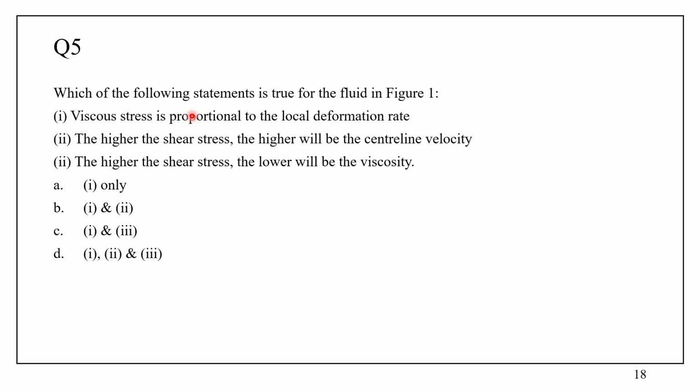If you look at the options, 1 is common in all, so 1 is right. And we also know that viscous stress is proportional to the local deformation rate. Stress is proportional to strain. So out of the second and third, which is right? The higher the shear stress, the higher will be the centerline velocity, or the third one, the higher the shear stress, the lower will be the viscosity. Which is right? Can anyone give the answer?